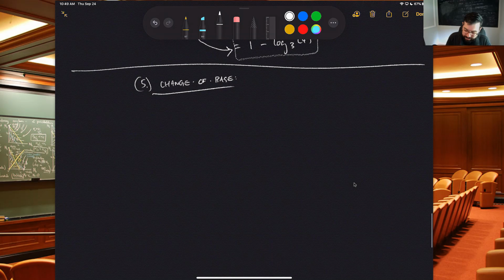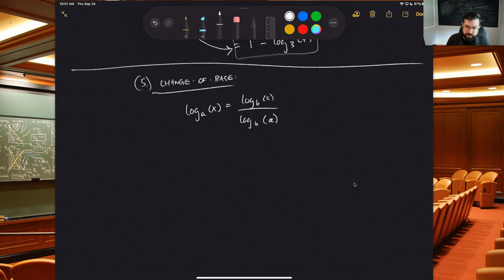So change of base. Sometimes we don't want to have a log be in a certain base, whether we want it in base e or we don't want it in base e. Again, it depends on the problem. And so the change of base formula looks like this: log base a of x equals log base b of x over log base b of a.